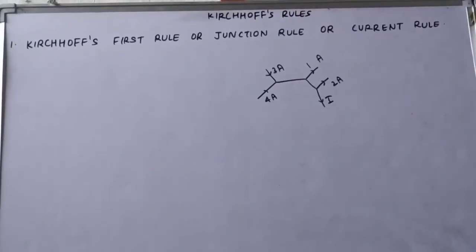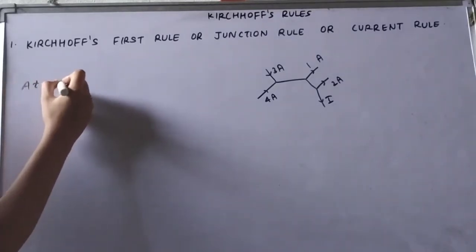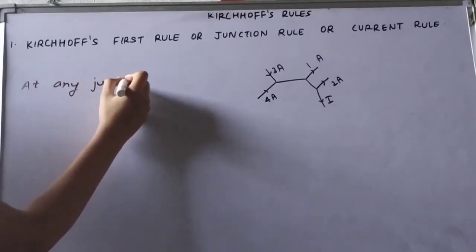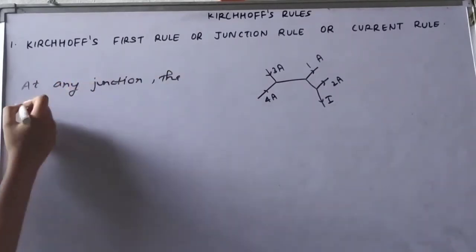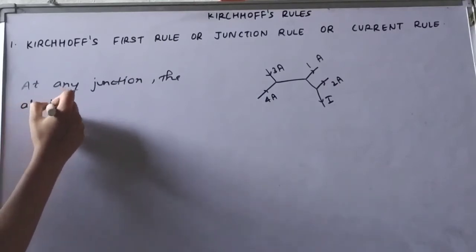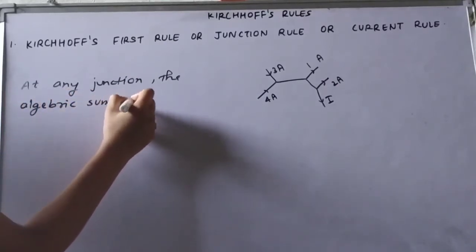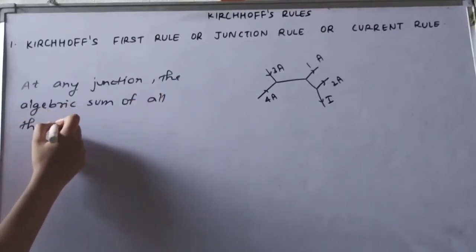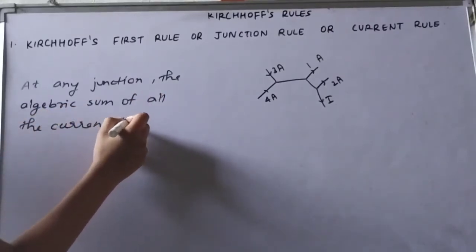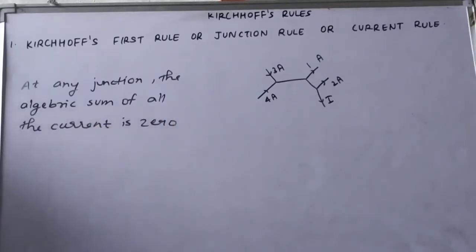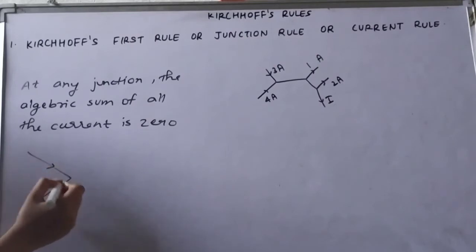Hello everyone. Our today's topic is Kirchhoff rules. The first rule of Kirchhoff is either called the junction rule or the current rule. The statement is: at any junction, the algebraic sum of all the currents is 0.